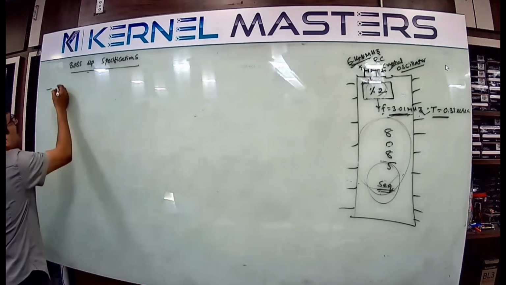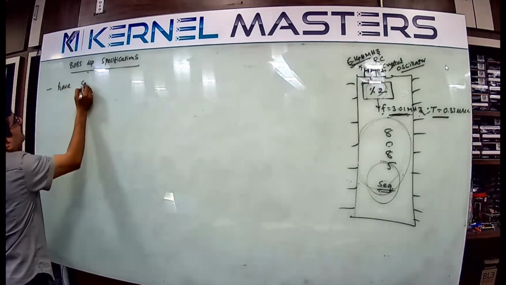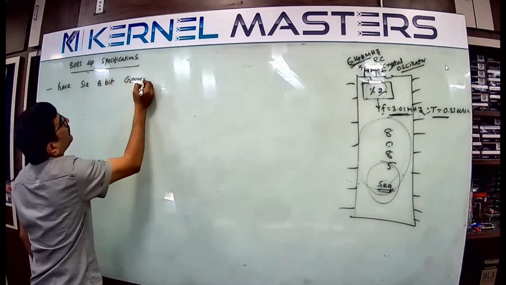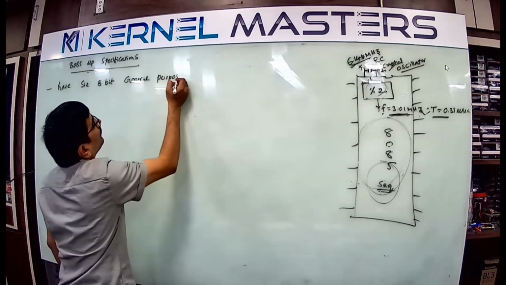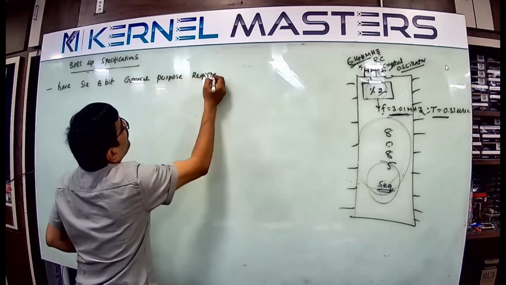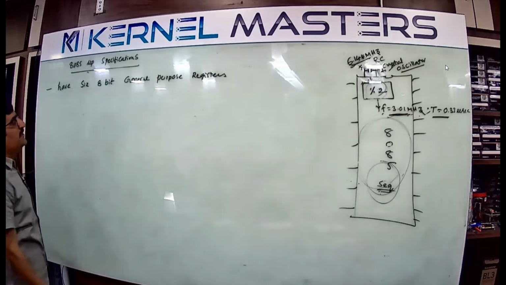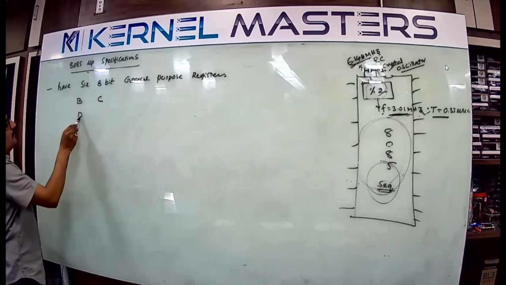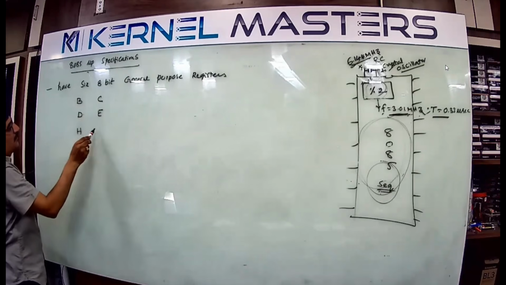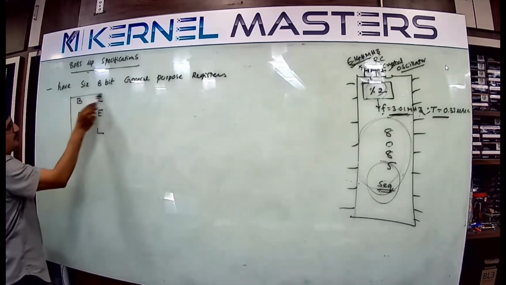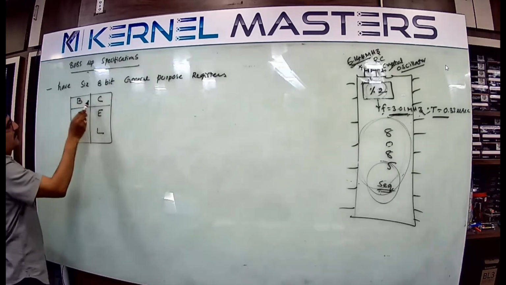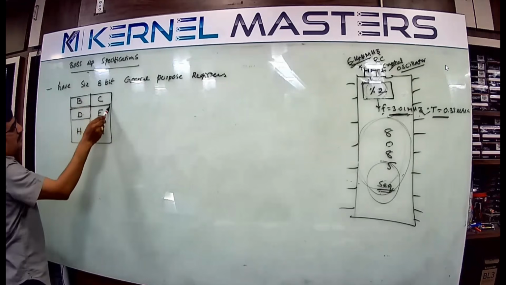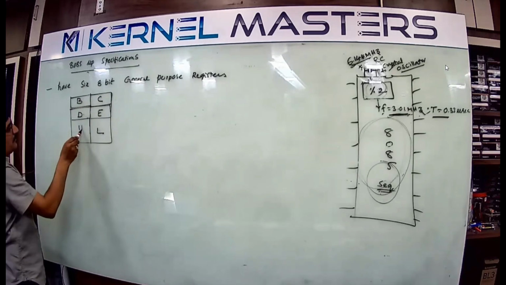The 8085 microprocessor has 6 8-bit general purpose registers, GPR. Those are B, C, D, E, H and L. B is an 8-bit register, C is also an 8-bit register, D, E, H and L are also 8-bit registers.